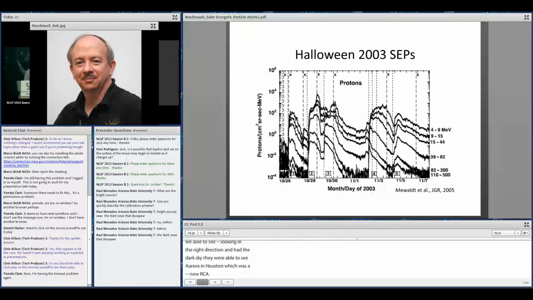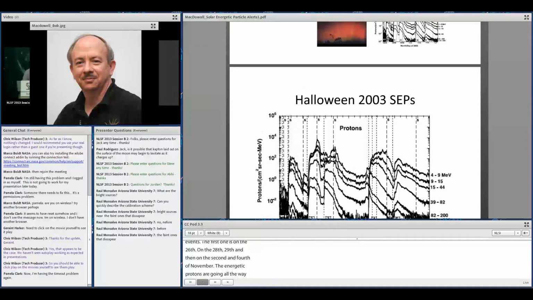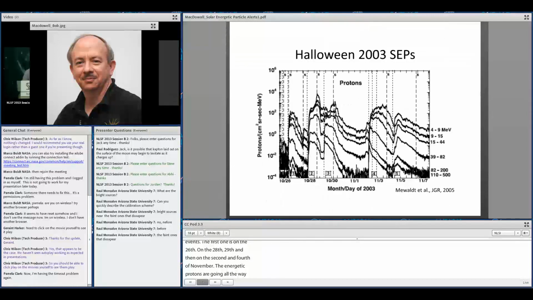So, okay, here going from October 26 through November 7 of 2003. You see that there's a lot of activity, but there are 3 peak events. The first one on the 26th, and then on the 28th and the 29th, and then on the 2nd and the 4th of November. And these energetic protons are going all the way up to 500 MeV.